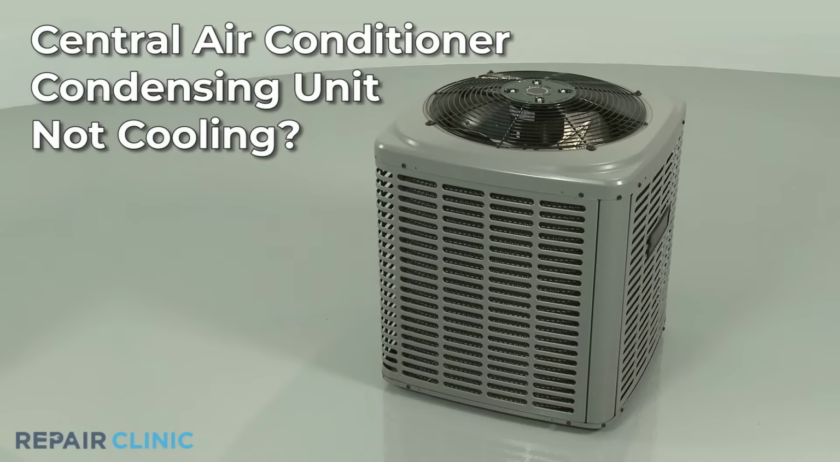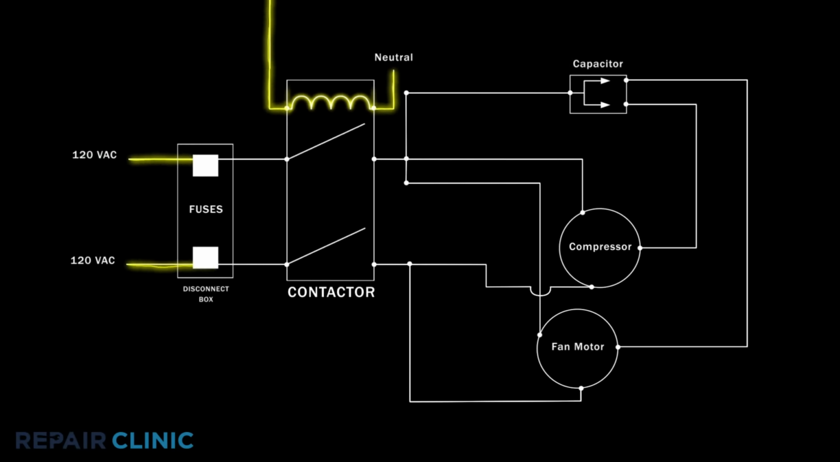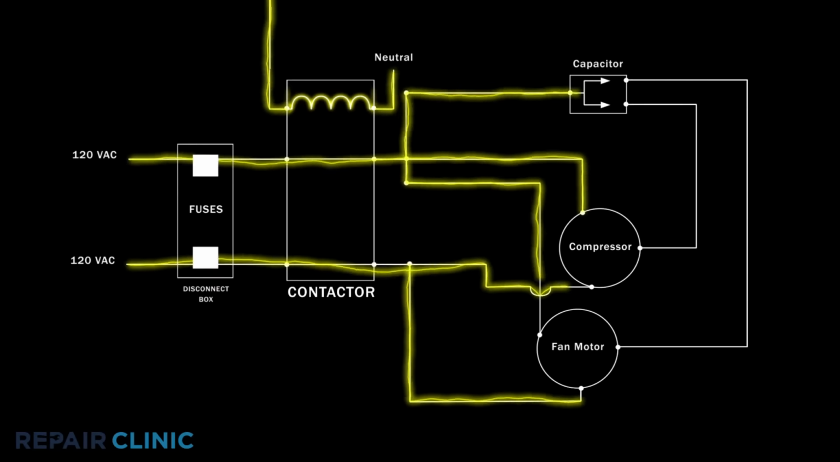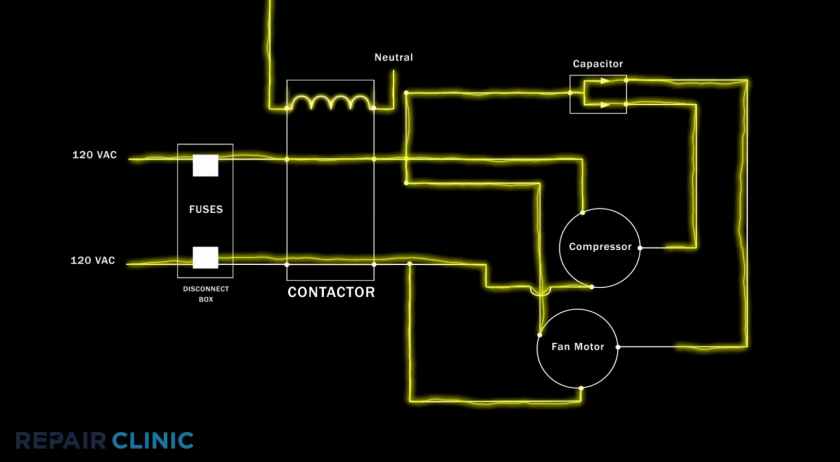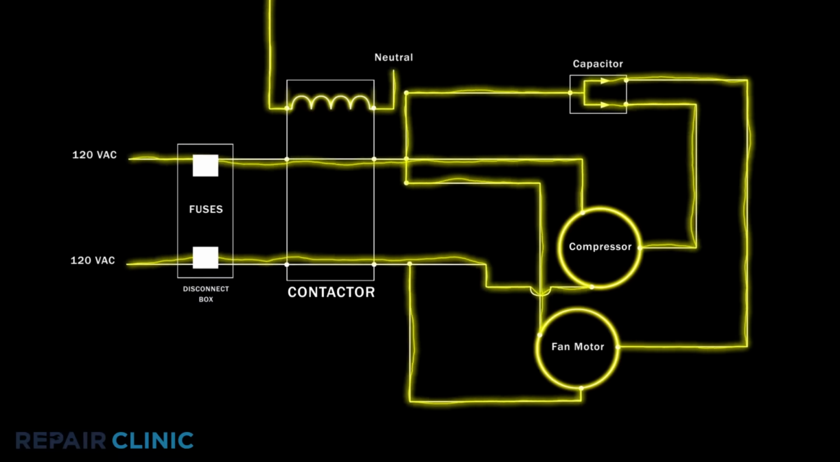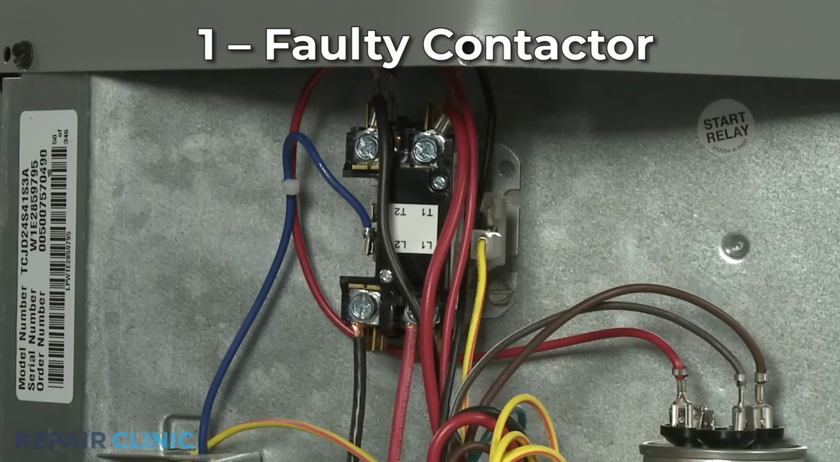If your central air conditioner is not cooling, here are the top 4 most probable causes. When the central air conditioner contactor receives a signal from the furnace control board, it allows voltage to be sent to the condensing unit components. A faulty contactor will not allow voltage to be sent to the condensing unit, preventing it from cooling.